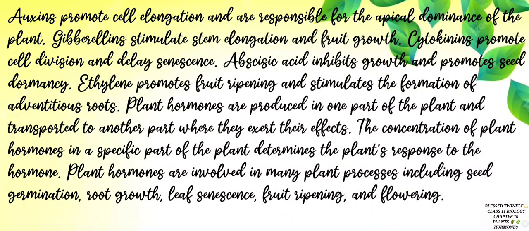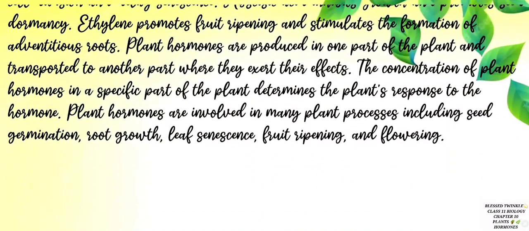Auxins promote cell elongation and are responsible for apical dominance of the plant. Gibberellins stimulate stem elongation and fruit growth. Cytokinins promote cell division and delay senescence. Abscisic acid inhibits growth and promotes seed dormancy. Ethylene promotes fruit ripening and stimulates the formation of adventitious roots. Adventitious roots are those roots which provide nutrients and water from the deep earth surfaces.